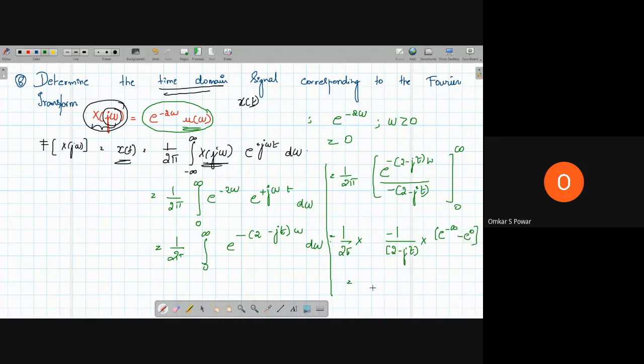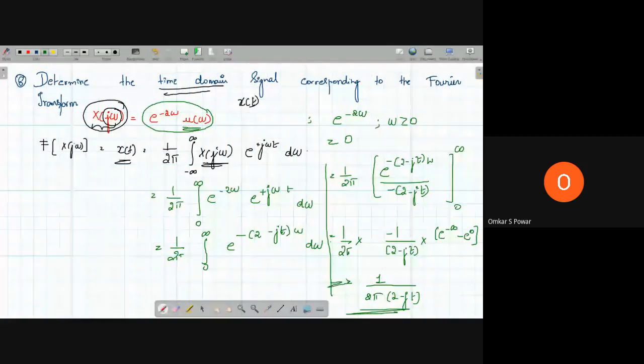So again, how can we simplify this one? It will be 1 by 2 pi into 2 minus jt, because e power 0 is 1, minus 1 into minus 1, it will be plus 1. So this will be your answer, x of t. So like this, you have to solve a number of problems.